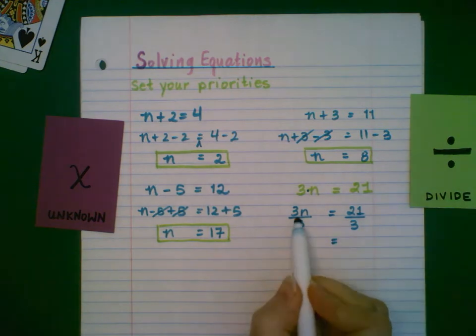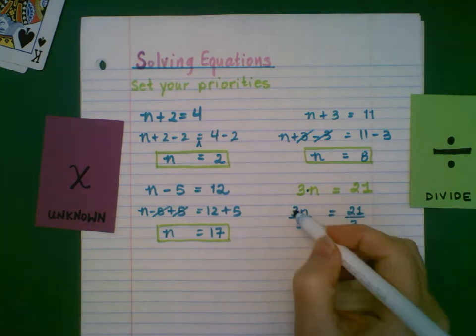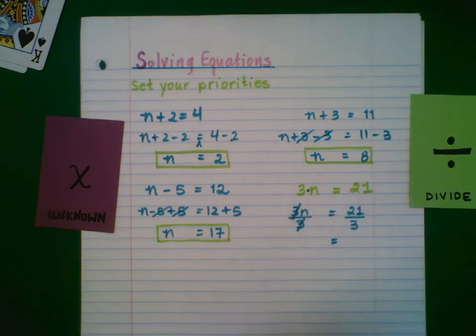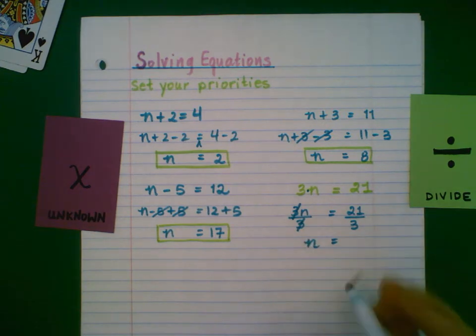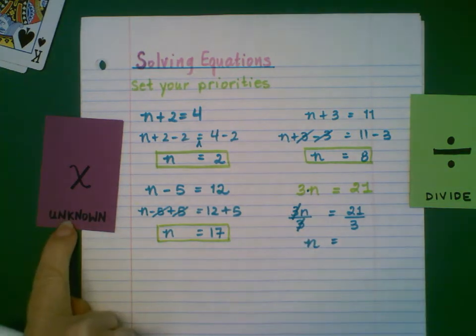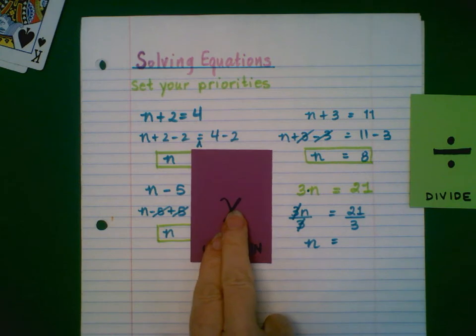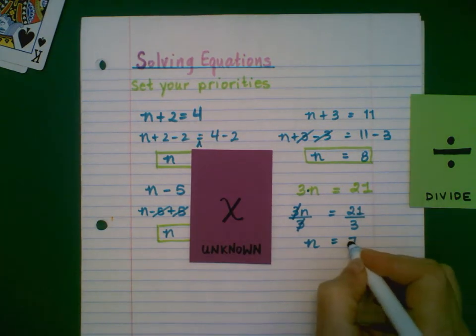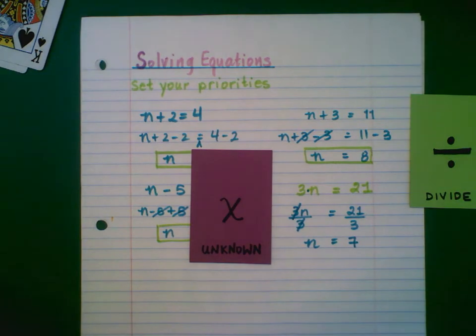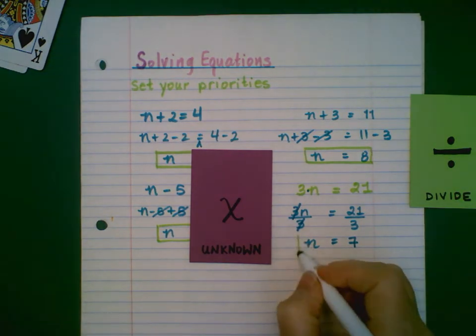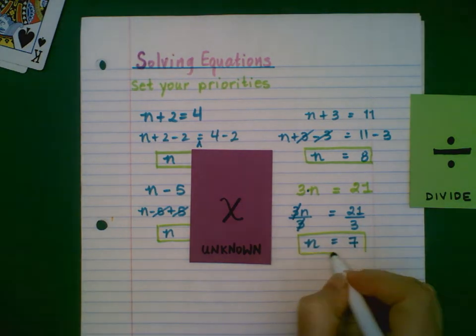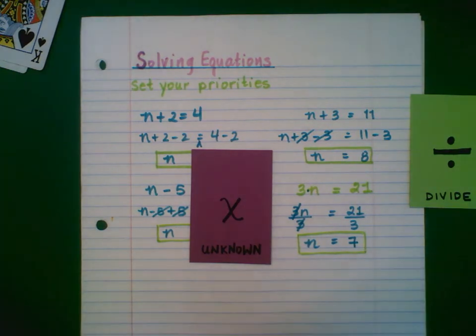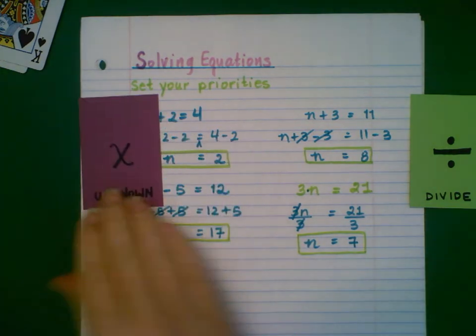And the result of that, 3 divided by 3 on the left here, cancels out, which is what I was hoping for, what I was planning for. So now my unknown is isolated, like that. And on the right-hand side, 21 divided by 3 is 7. So that's a one-step equation when the variable was multiplied by some constant.